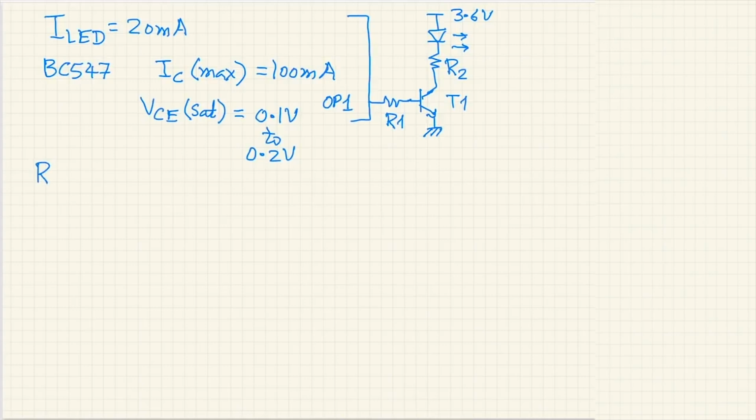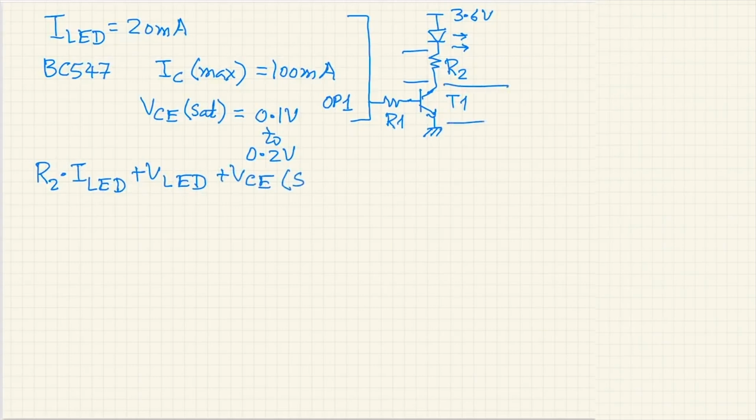So R2 into the collector current, that is ILED, plus VLED, the voltage drop across the LED, plus VCE SAT, the VCE saturation voltage, as we see here. The sum of these three elements will be equal to the supply voltage, which is 3.6 volts.